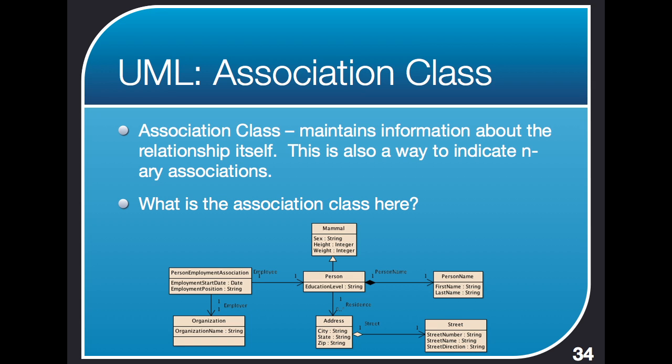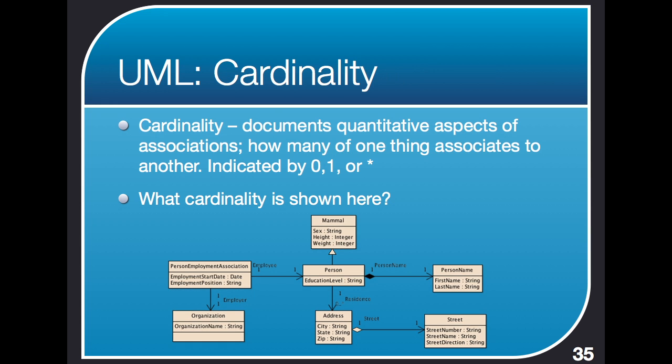Association classes also give you a means to indicate n-ary associations. In other words, associations between more than one kind on each end. Instead of a one-to-many, it's a many-to-many, and association classes allow you to do that. Then finally, we have cardinality. Cardinality documents the quantitative aspect of associations. In other words, how many things you have associated to how many things.